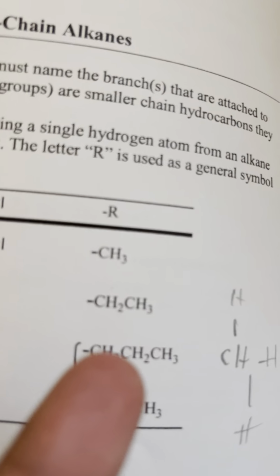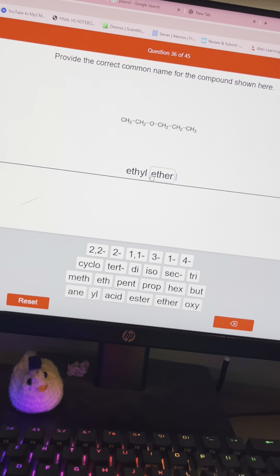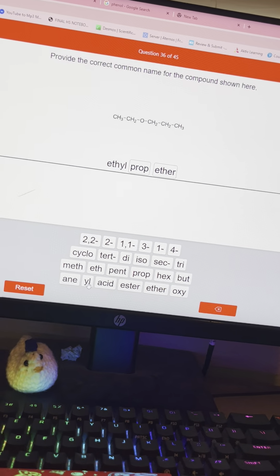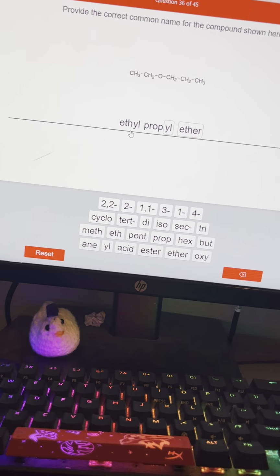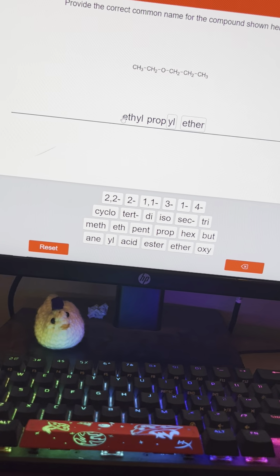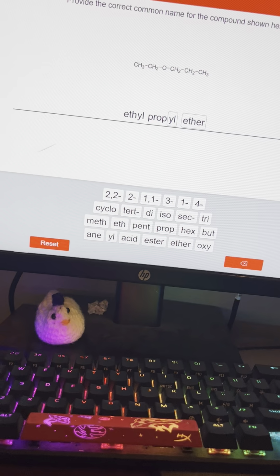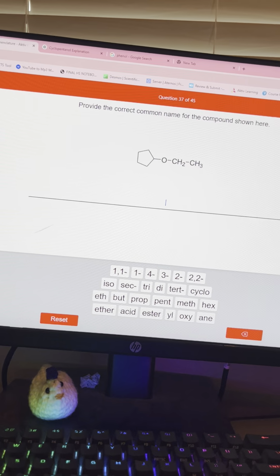You see here, if you look here, CH2, CH2, CH3, CH2, CH2, CH3. So we're working with a propyl here. And then also this goes in alphabetical order. So we have ethyl, propyl, because E comes before P, and then the ether. So that's how you name those.